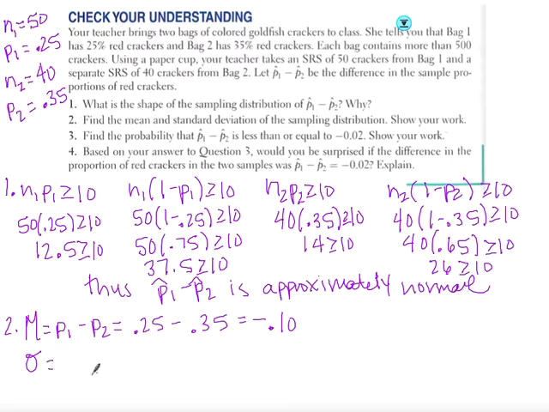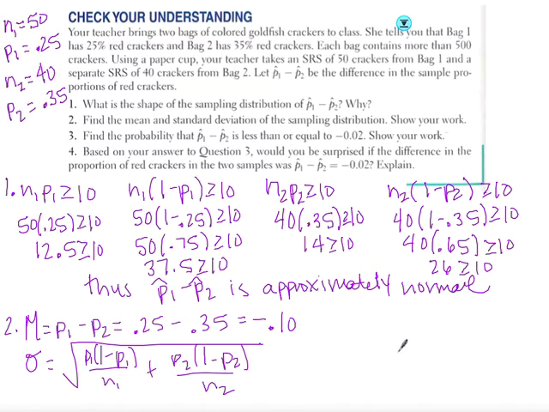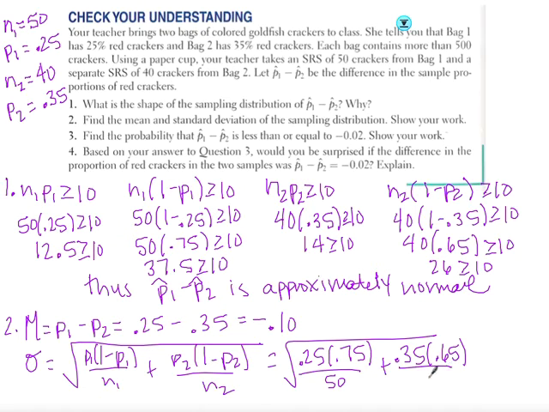To get the standard deviation, I'm going to do the square root of P1 times 1 minus P1 over N1 plus P2 times 1 minus P2 over N2. So I'm going to have the square root of 0.25 times 0.75 over 50 plus 0.35 times 0.65 over 40. When you work all of that out, you should get 0.097.